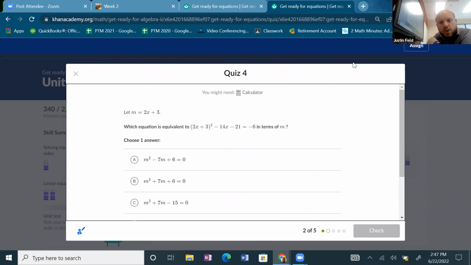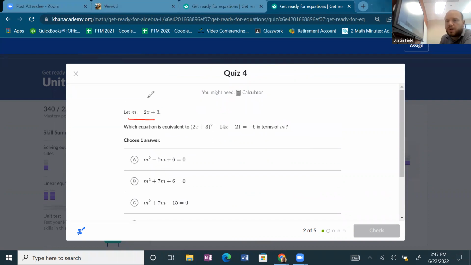Which equation is equivalent to (2x + 3)^2 - 14x - 21 = -6 in terms of f? This is a good one. This one troubled my Algebra 1 students too. In Algebra 2 and up, we sometimes use substitution to make things look simpler. So if m is 2x + 3, then that would make this m squared, wouldn't it?